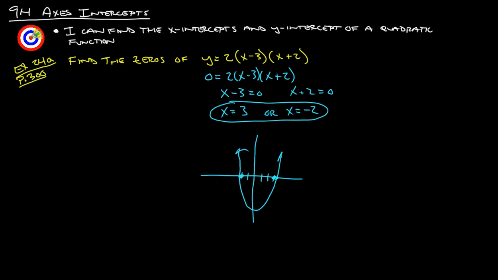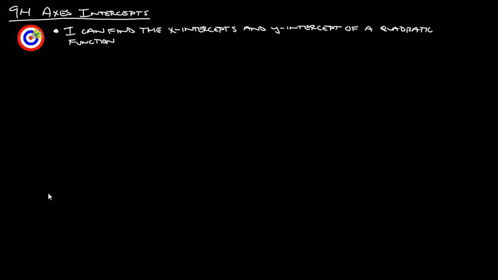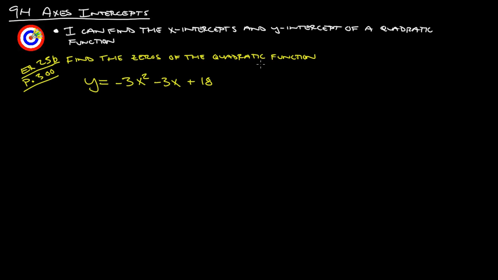All right, let's find the zeros, the x-intercepts, and the y-intercept as well. So find the zeros of the quadratic function. We have this here, and we can try to factor this. If you take a look, you'll notice that all three of these terms have a factor of 3. To make our life a little bit easier, I'm going to factor a negative 3 out, so our x squared ends up being positive.